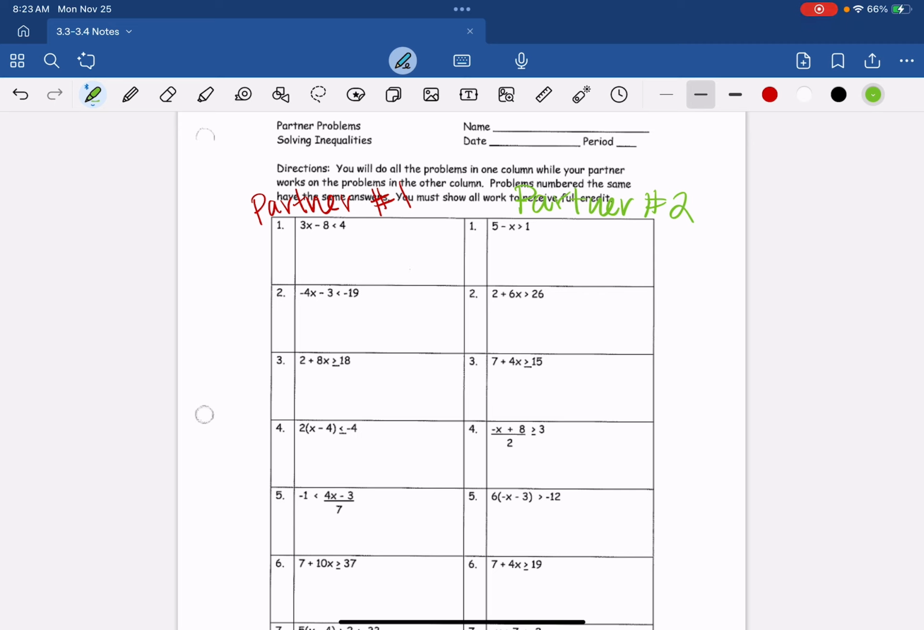Okay, and your answers should match. You should have the same answer on either side, so you can check yourself as you go. So you're only doing one column, either the first or the second. Okay, when you are done, if you finish, I want you to rip it out, and you can make a pile on my desk for when I get back.